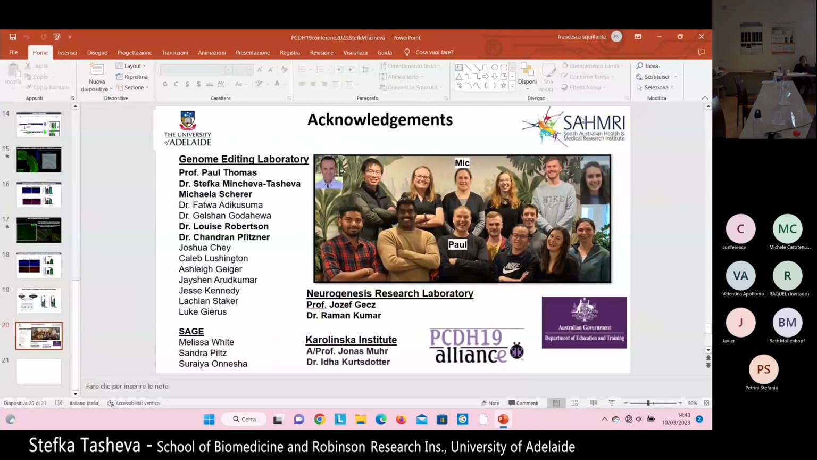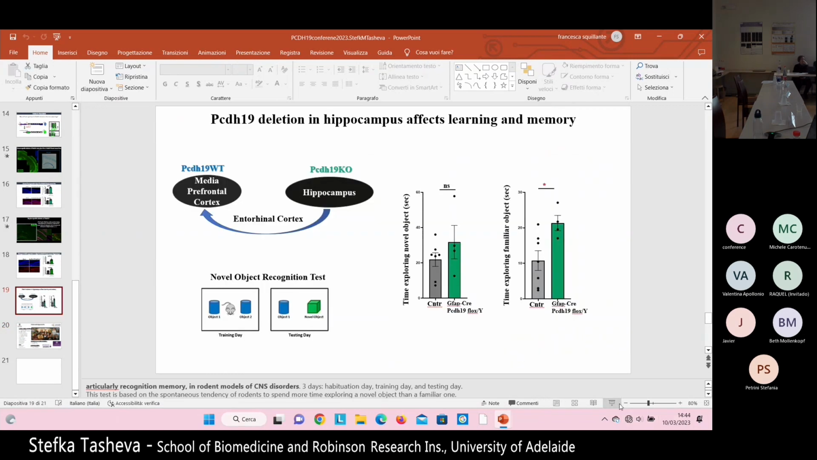Beautiful data. That's good. So with that last part, with the novel object recognition, they still spent more time exploring the novel object overall. So are they just hyper-exploratory, or what does it mean?